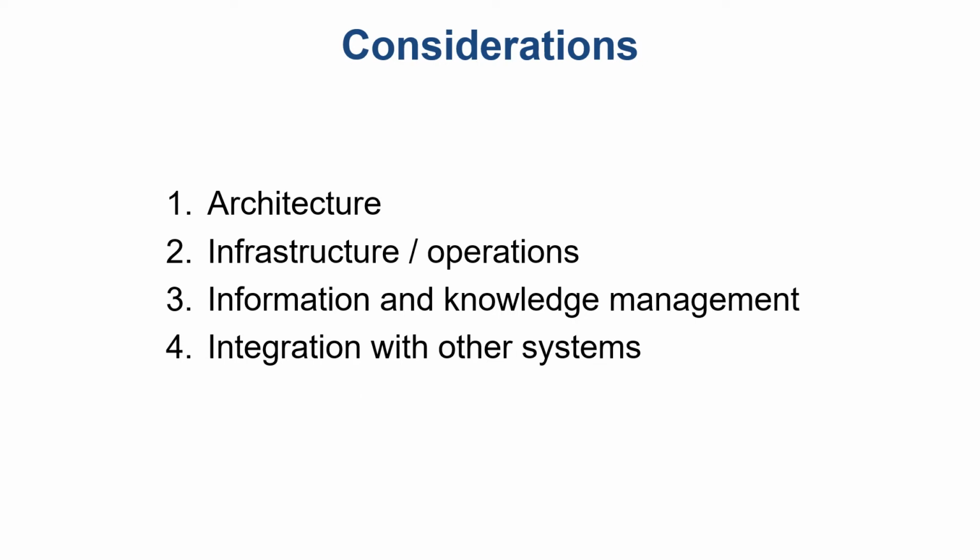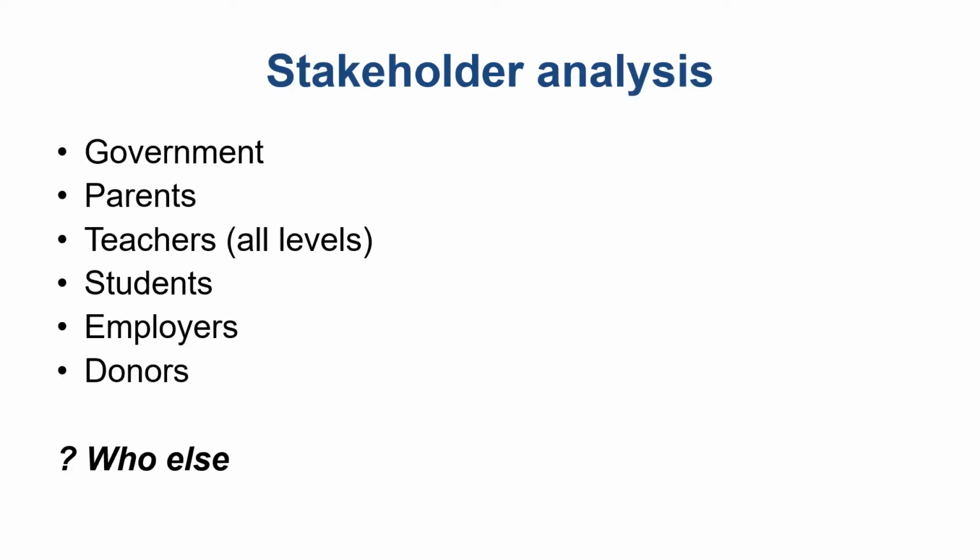Some of the considerations: the architecture, i.e. how you're going to design it, the infrastructure and the resources that you need, the question around information and knowledge management, and integration with other systems. So if you are running a project that's part of a bigger organization, how do you relate your project to that organization? So you might have a sort of organizational management information system, but also a project M&E system. So you need to kind of think about that relationship.